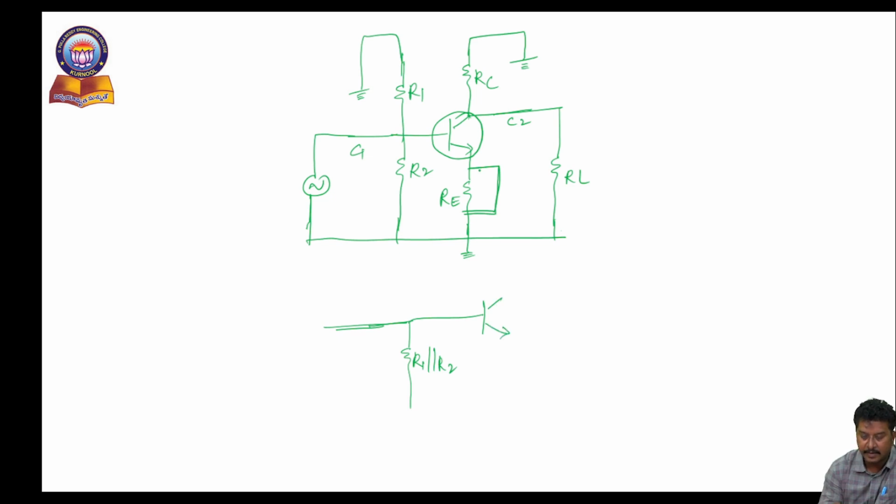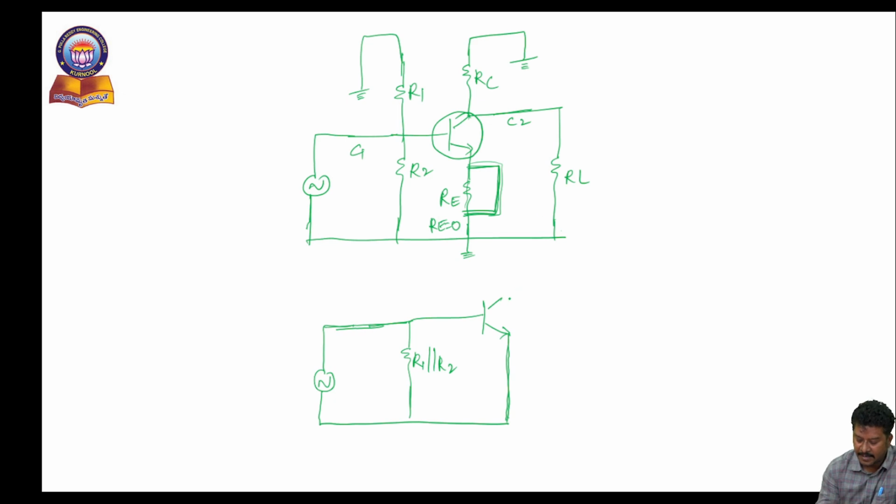Now if you carefully observe the previous circuit, where the capacitor is short circuited, as the capacitor is short circuited, the effect of RE is nullified. So the effect of RE is equal to 0. That's why there is no effect from RE, so obviously I am considering it as short circuit.